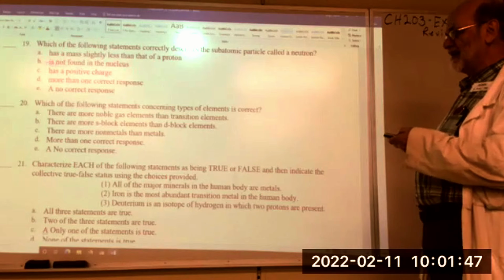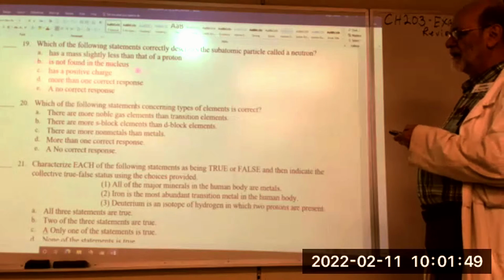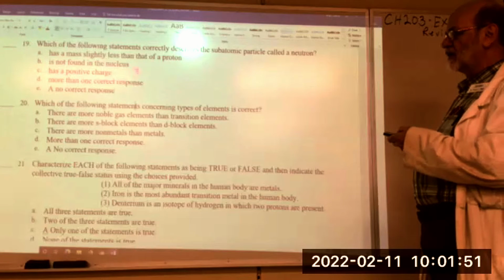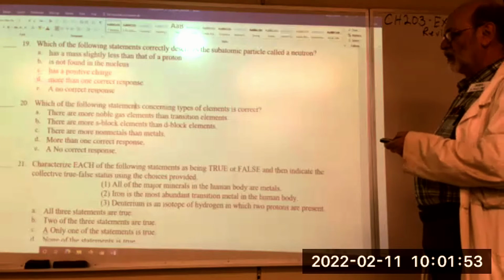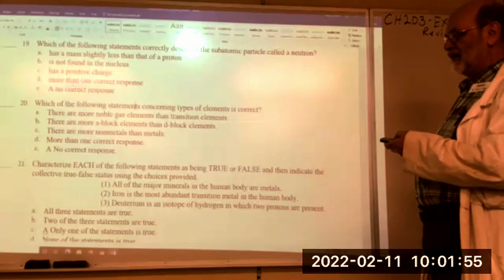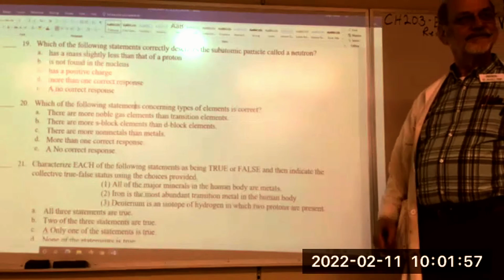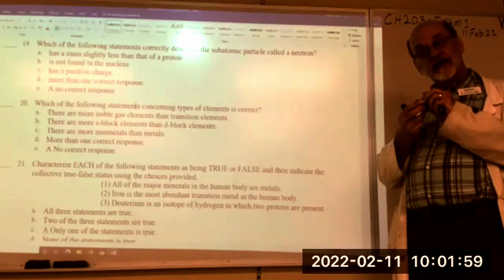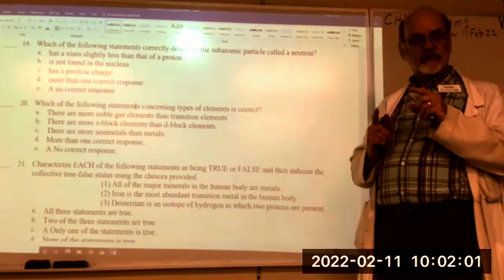Not found in the nucleus? Wrong. Has a positive charge? Wrong. More than one correct? Wrong. None of them are correct. Slightly heavier than a proton, and it's neutral.